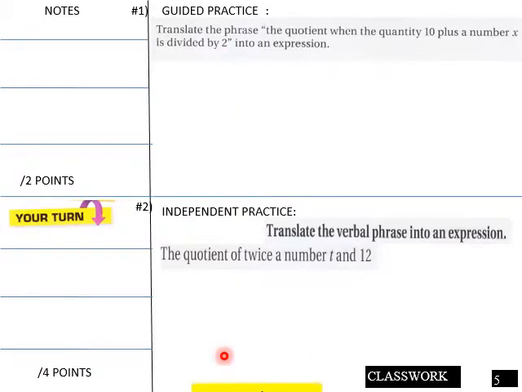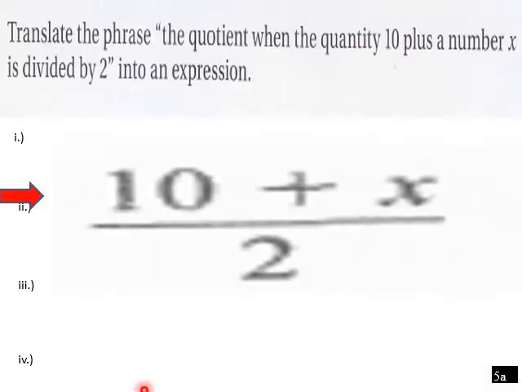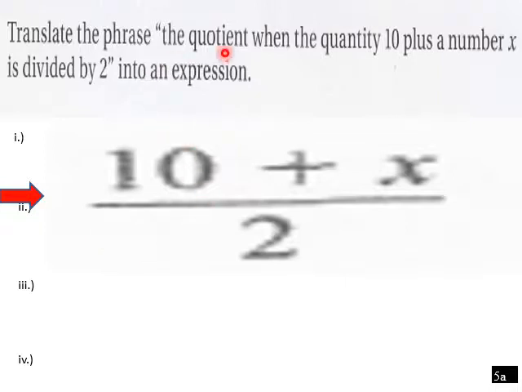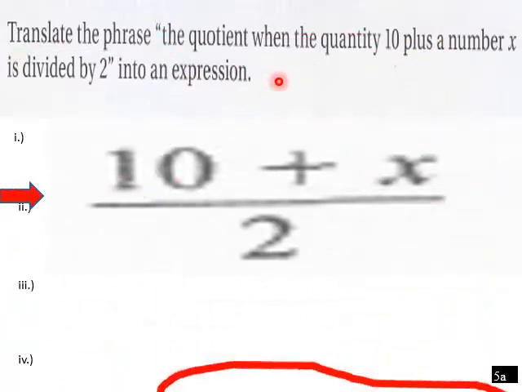Okay, our first guided practice here. Translate the phrase: the quotient when a quantity 10 plus a number x is divided by 2. So this is what it would be. The quotient, so we know we have a fraction bar because of the quotient, when a quantity 10 plus a number x is divided by 2. I mean, that's the only thing it could be, yes? So take care when you're writing your mathematical expressions from a verbal model like that.